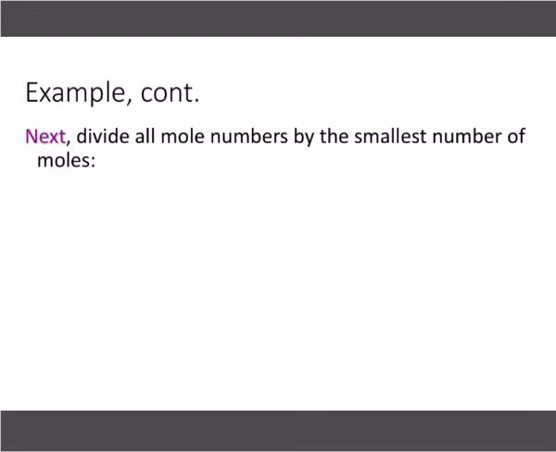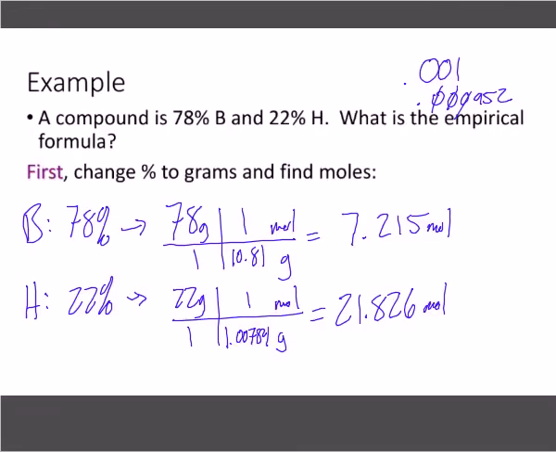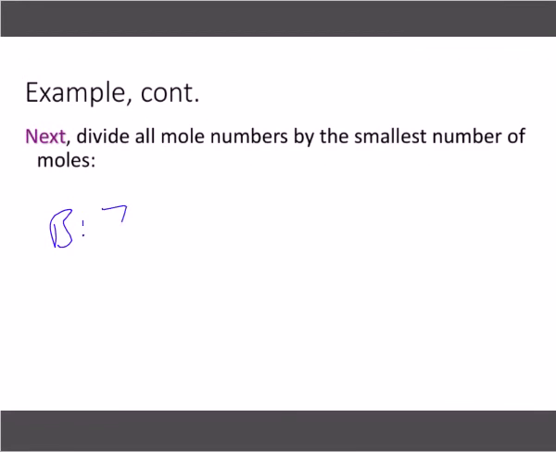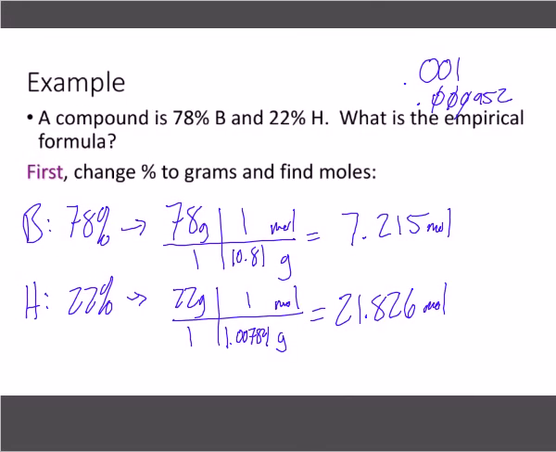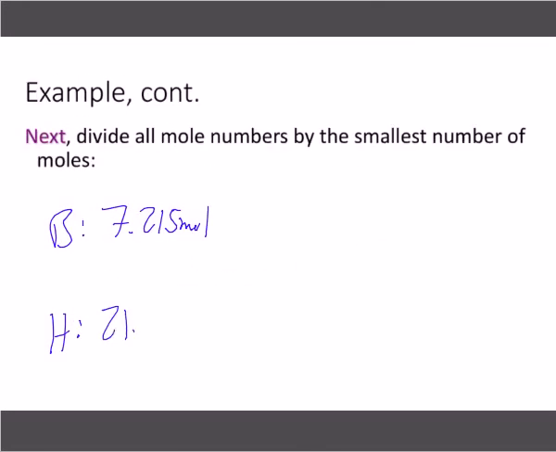Our step 3 now says we're going to divide all the mole numbers that we had. So we have 2 elements. We had boron, which had 7.215 moles, and we had hydrogen, which was 21.826. So what is the smallest number of moles we have here? Which element has the least amount? Boron, right? It's got 7.215.